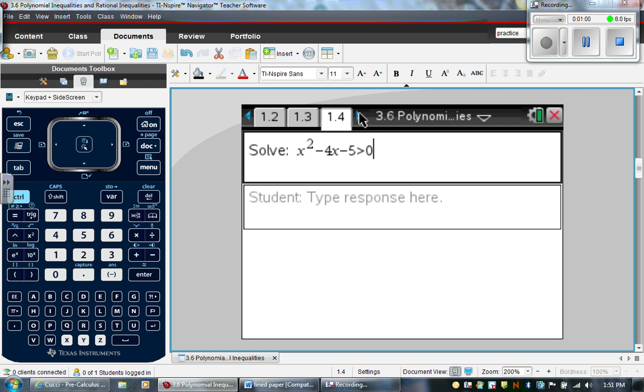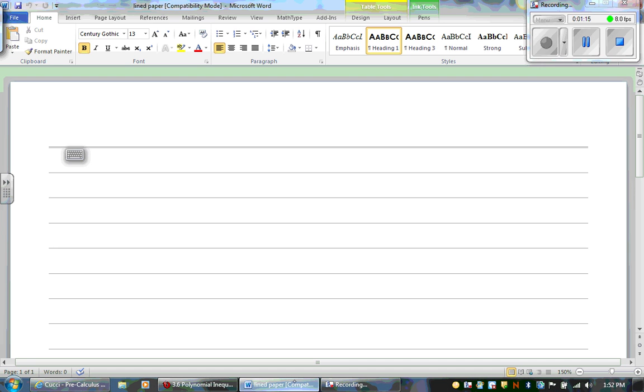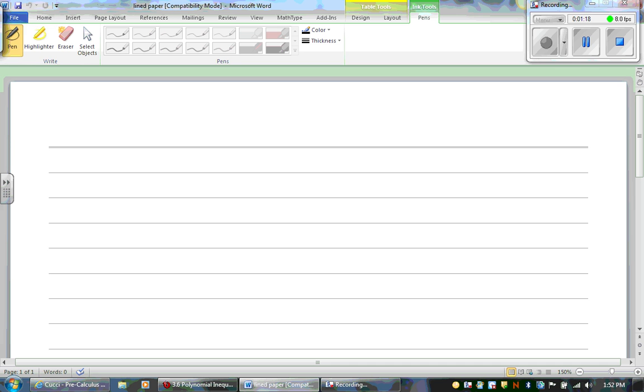So here's our first one that we want to give a shot. So we've got a quadratic inequality. What we're going to start by doing is actually changing this so that it's an equation. Okay, so I'm going to open up another space to work. And again, our inequality is x squared minus 4x minus 5 is greater than 0. And again, our first step is to take it and change it to an equation. Okay?